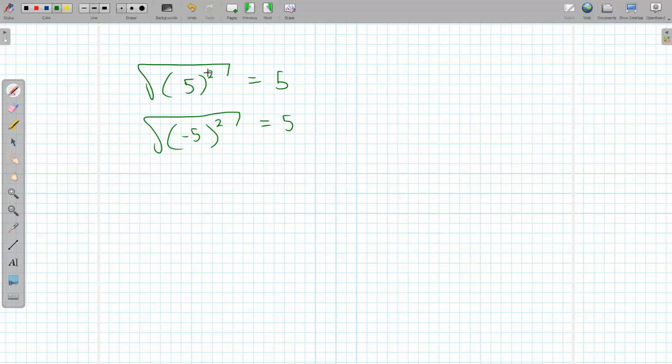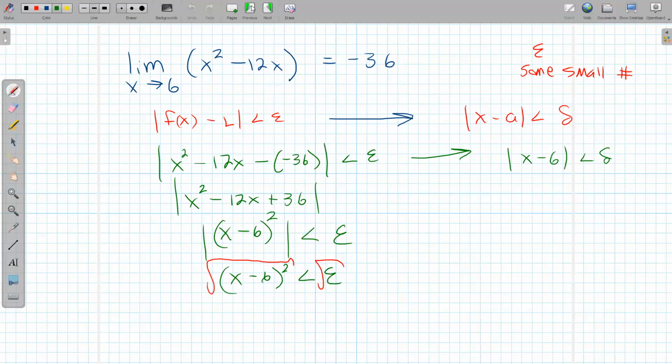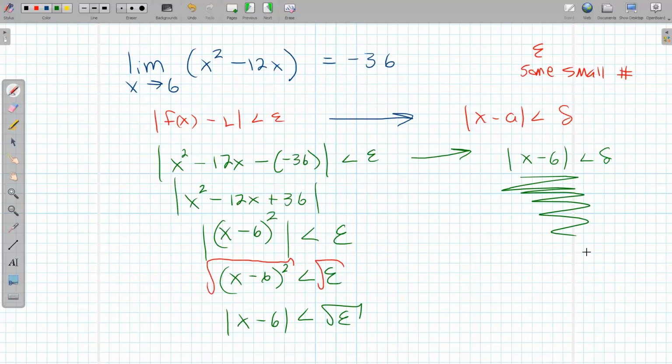So when you take the square root of a square, you don't always get back what you started. It turns out the square root of the square of something is the absolute value of that something, whatever that something was. So back here, technically, this resolves to the absolute value of x minus 6 is less than the square root of epsilon. And that is wicked cool because that is my goal right there. So this just tells me that I should let delta be the square root of epsilon.